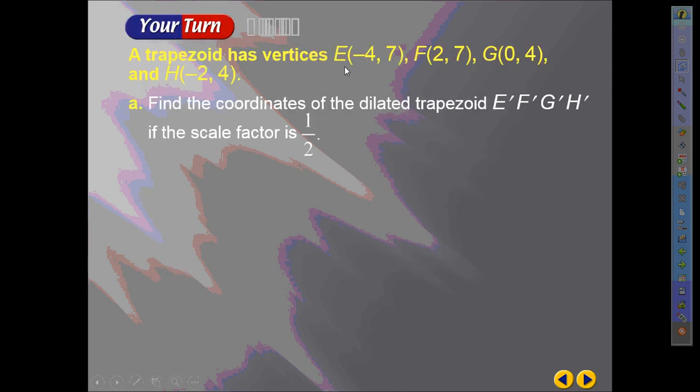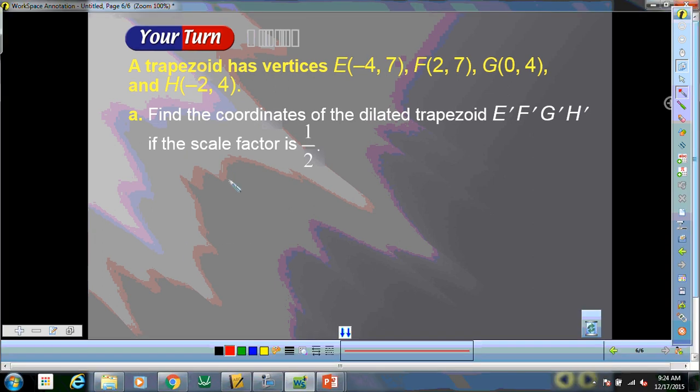Now, here's our trapezoid. Find the coordinates of the dilated trapezoid if the scale factor is 1/2. So that's less than 1. So with that being less than 1, that tells me that my shape is getting smaller. But the rule doesn't change. I'm going to multiply everything by 1/2. So this would be -2, and then this would be 7/2, or 3.5.